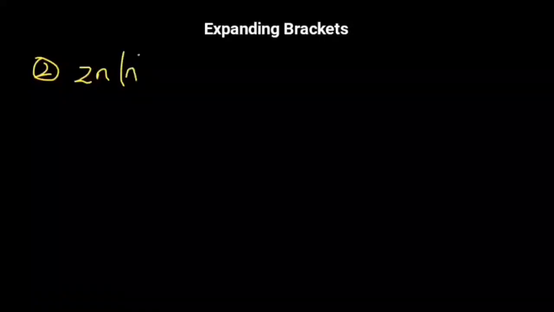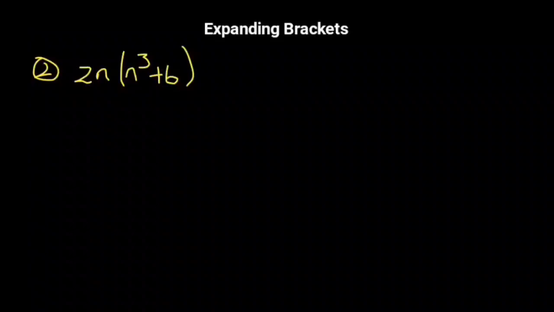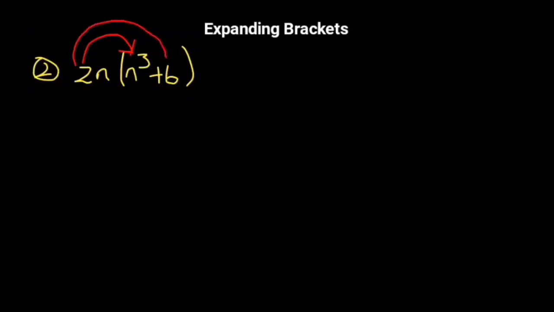We have 2n brackets n to the power of 3 plus 6. We are going to be using our first method, which is just multiplying the number outside of the bracket by the number inside of the bracket. So we have 2n multiplied by n cubed, and then we're going to multiply 2n by 6.